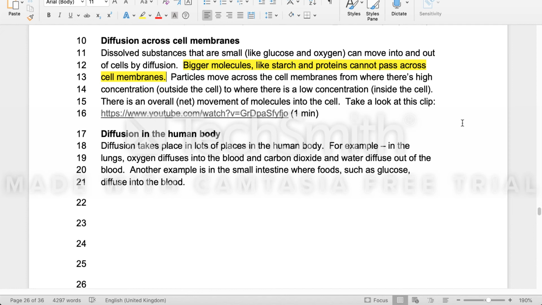All right. Another example in the human body is the small intestine. This is where most of your food and the water are absorbed into your blood. And you're going to look more into this in the nutrition and digestion booklet. But there are structures in your small intestine called villi that help absorb food and water and glucose into your blood, where then it can be transported to different parts of your body where it needs that stuff.